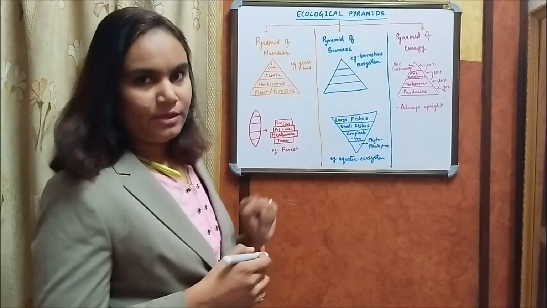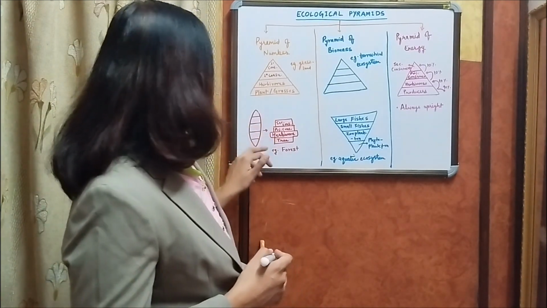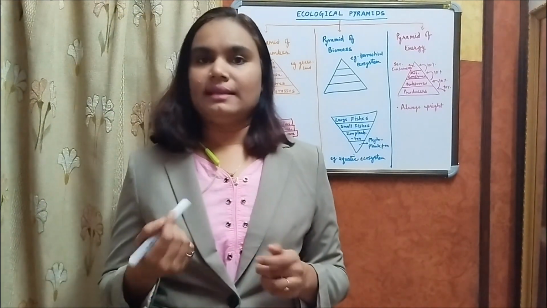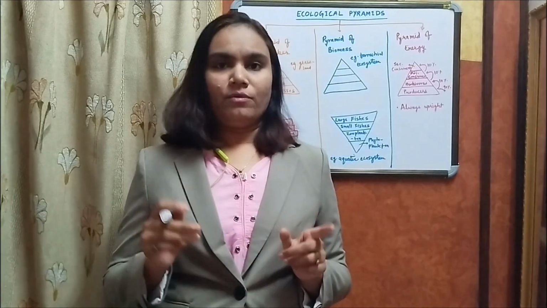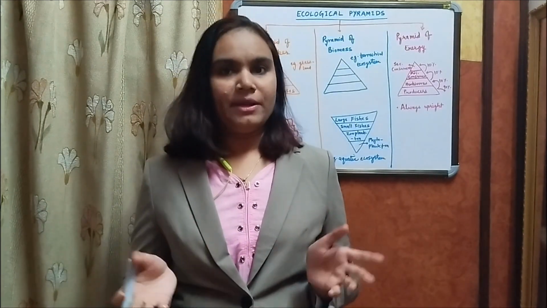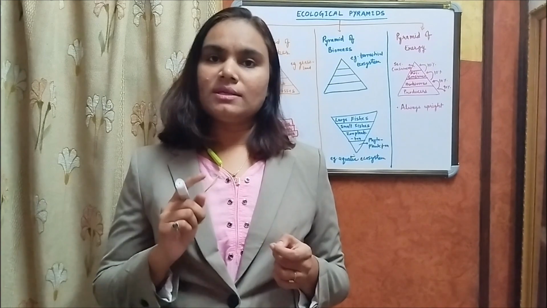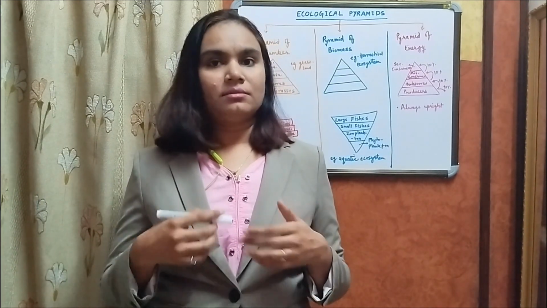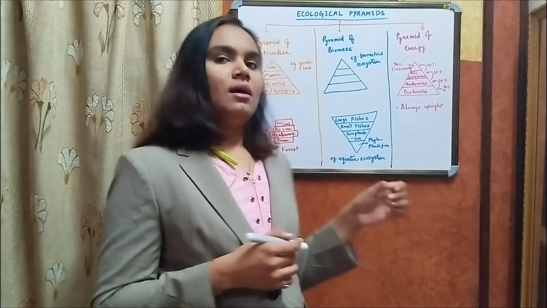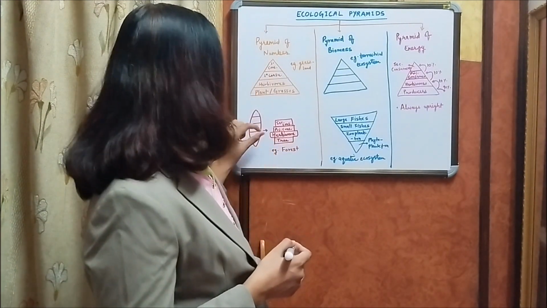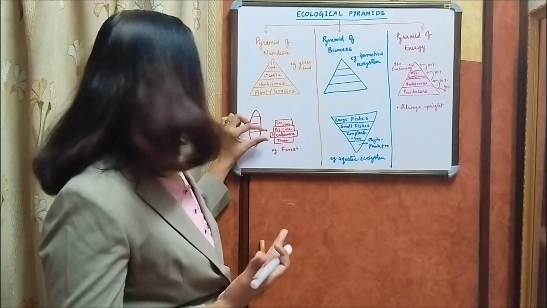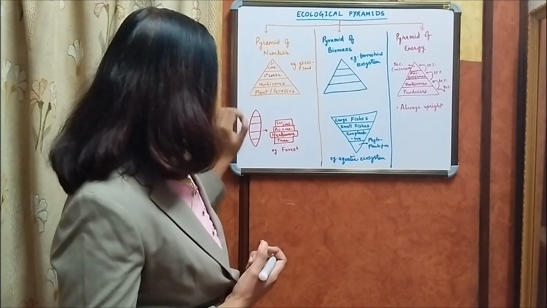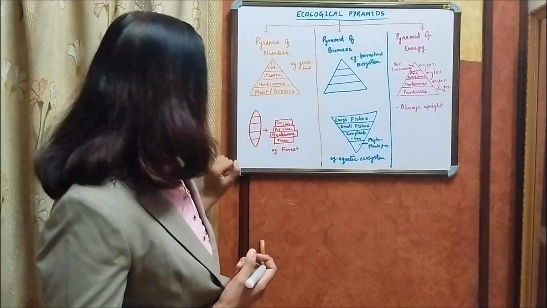For example, in a forest ecosystem, it can take this spindle like shape because in a forest ecosystem there can be less number of trees on which a large number of herbivores can depend for food. For example, on a single tree there can be a number of birds, insects that can be feeding on it. So there are less number of trees and the number of herbivores are more than that, and then there are primary consumers and secondary consumers. So it takes a spindle like shape.